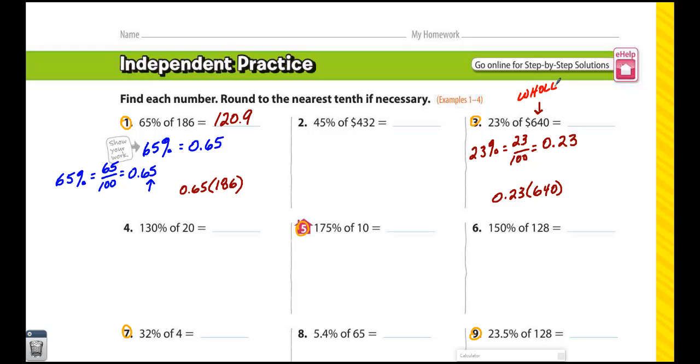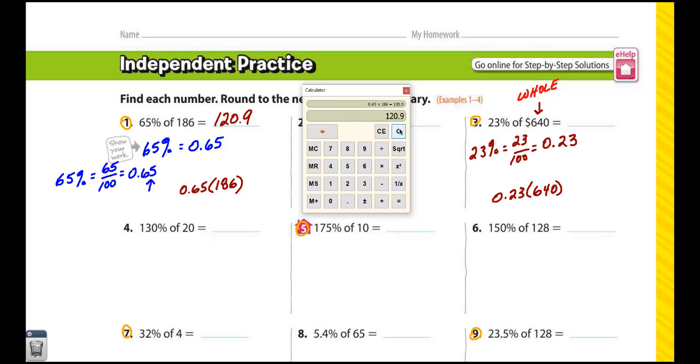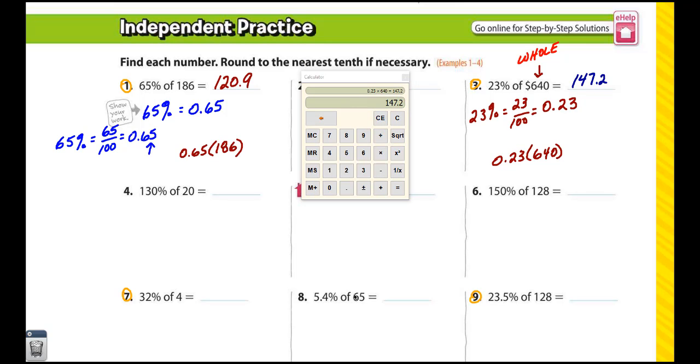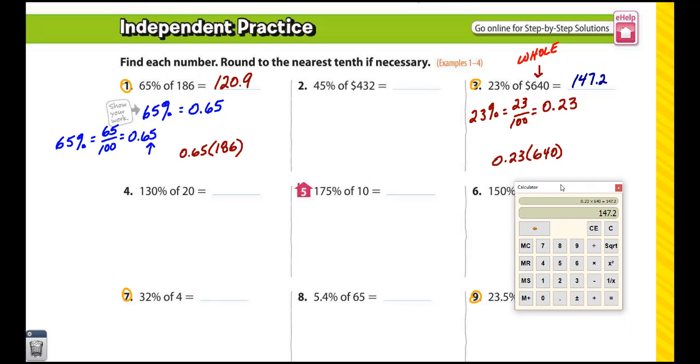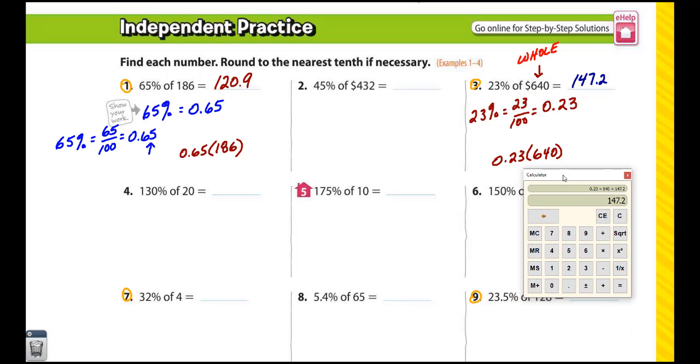When you see that 640, that's the whole. And what we're finding is the part. For each of these, we're finding the part, the percent of something, the portion of. So we're going to get our calculator out, and we're going to put in 23 hundredths. We're going to multiply it by the whole, 640, and we're going to get our answer of 147 and 2/10. All right, let's get our calculator out of the way and look at problem number 5.